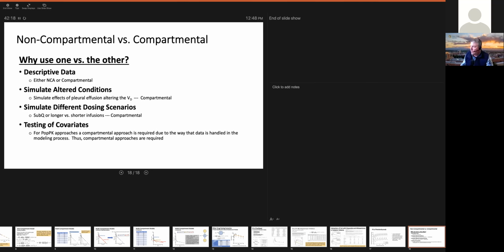So you might be able to figure out ways to calculate a dose for people with a little bit altered drug distribution or drug metabolism. And so you can play around with that. And we've certainly done this.